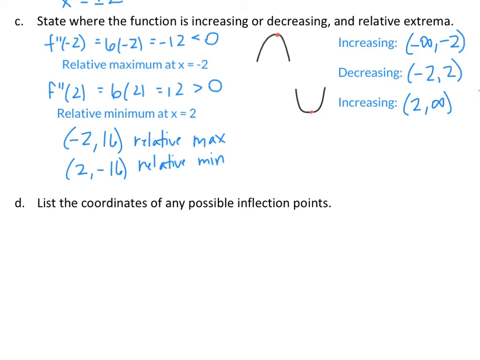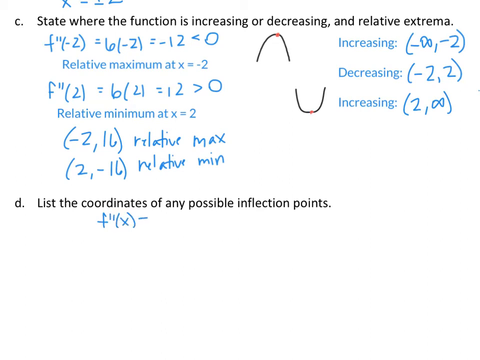Next, we want to list the coordinates of any possible inflection points. Recall, inflection points are where a graph changes from concave up to concave down, or concave down to concave up. It's where it changes concavity. And we find those by looking at the second derivative. Inflection points we find by looking at where the second derivative does not exist and also where the second derivative is equal to 0.